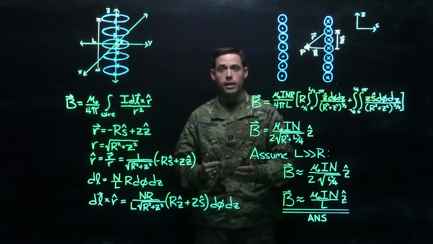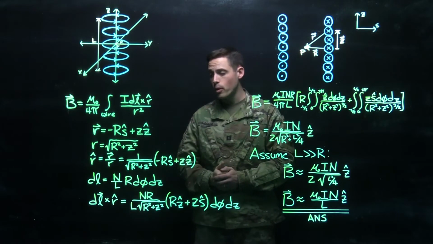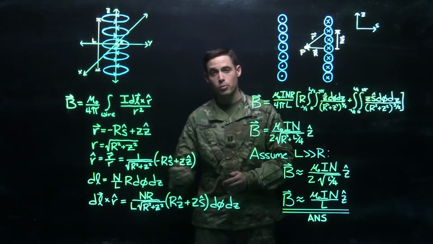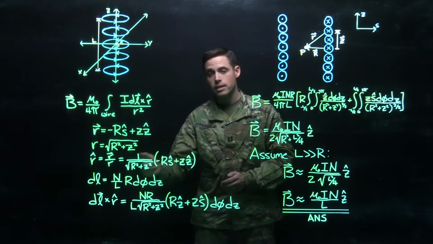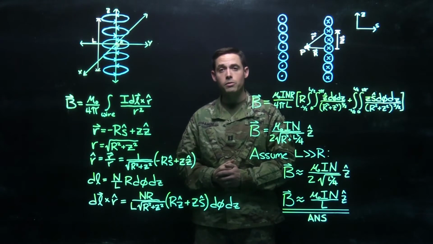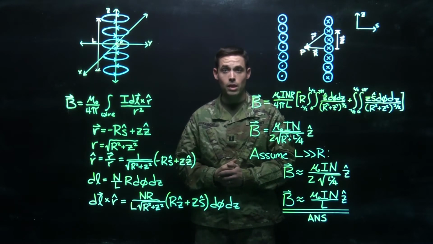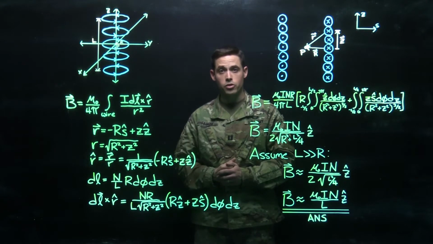Because we'll be integrating at some fixed radial distance, capital R, we can express the magnitude of our infinitesimal length vector, dl, using this expression right here. The factor capital N divided by capital L comes from the fact that each infinitesimal length is going to have some number of turns from the solenoid associated with it.